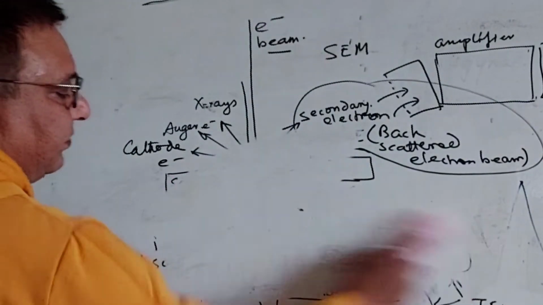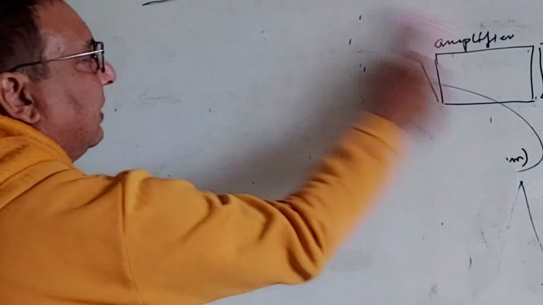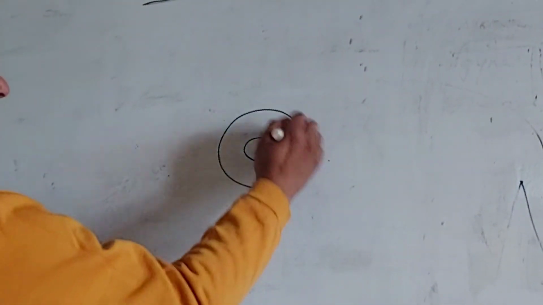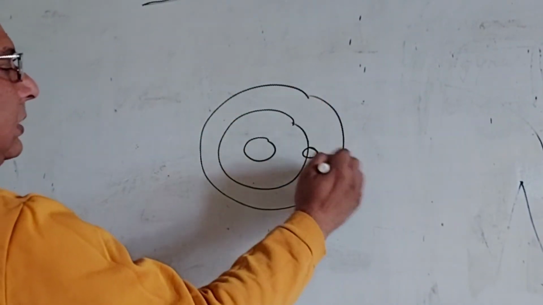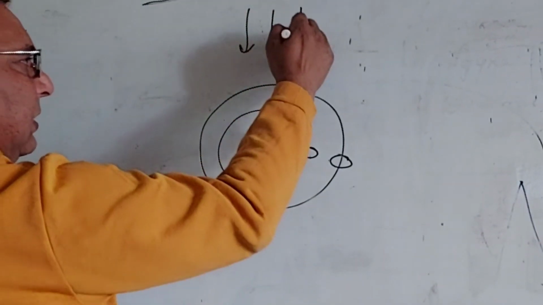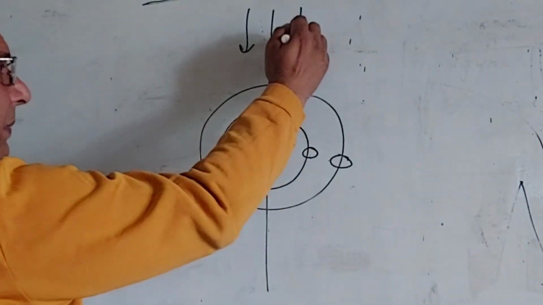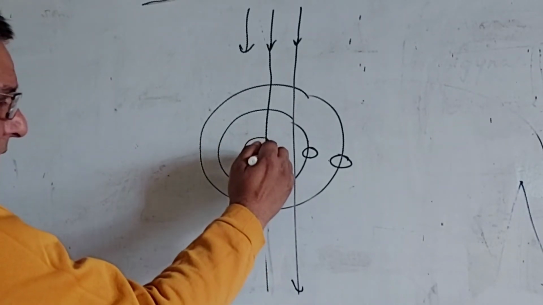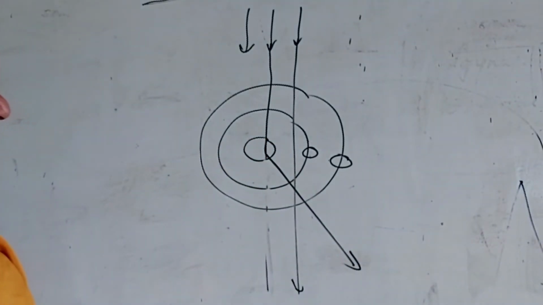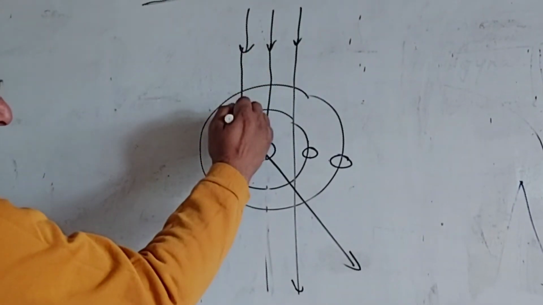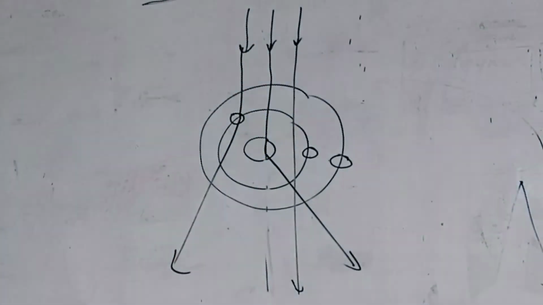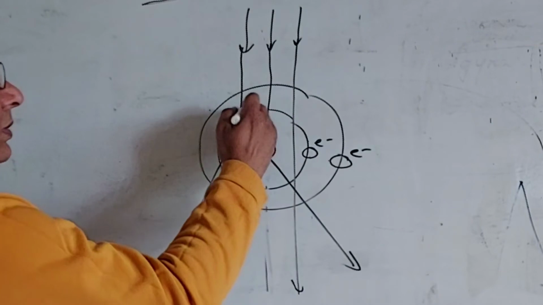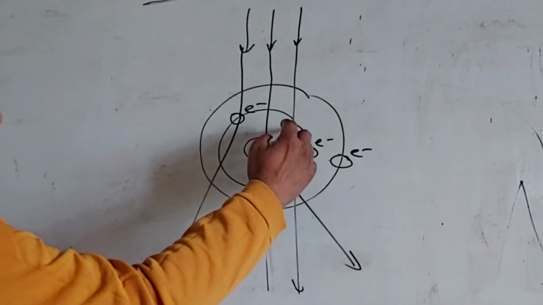Let me elaborate. When you are talking about TEM, so this is the nucleus and these are the electrons. So a lot of electron beams are coming. Some of them are passing directly. Some of them are hitting this, they get deflected like this. Some of them are coming like this, they get deflected like this. This is the way they get scattered. This is the nucleus, and this is the electron. So this is direct transmitted light.